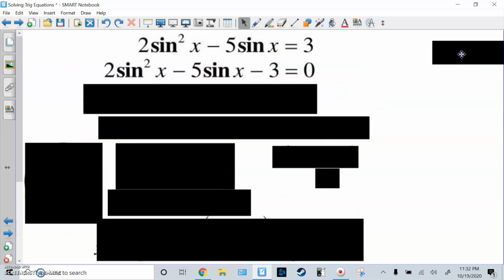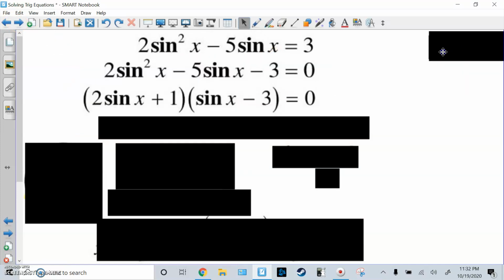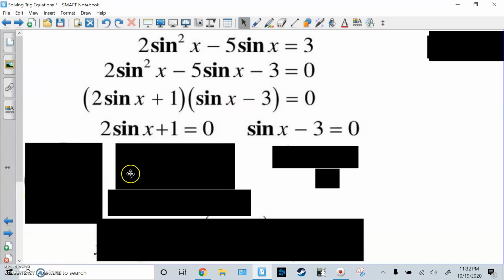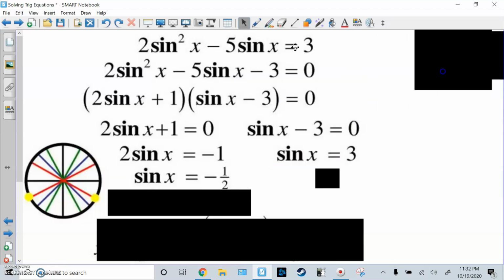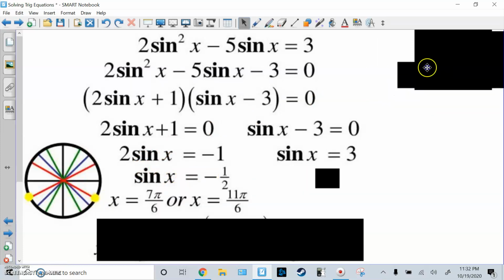This one, subtract 3, guess and check. So factoring, set equal to 0. Subtract 1, divide by 2, add 3. Look on the unit circle, where's sine of x negative 1/2? It's down here. So that is 7 pi over 6, 11 pi over 6. Where's sine of x 3? Remember, sine only goes from negative 1 to positive 1, so this is impossible.